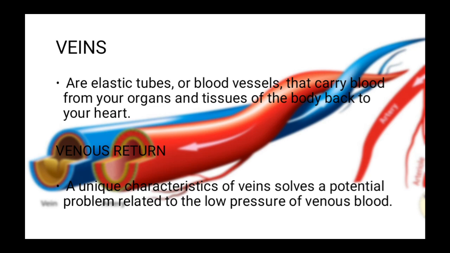Veins are elastic tubes or blood vessels that carry blood from the organs and tissues of the body back to your heart. Venous return, a unique characteristic of veins, solves a potential problem related to the low pressure of venous blood. Gas exchange takes place in the lungs' alveolar capillary network, where the pulmonary veins return oxygenated blood to the left heart pump and the journey of the blood resumes.